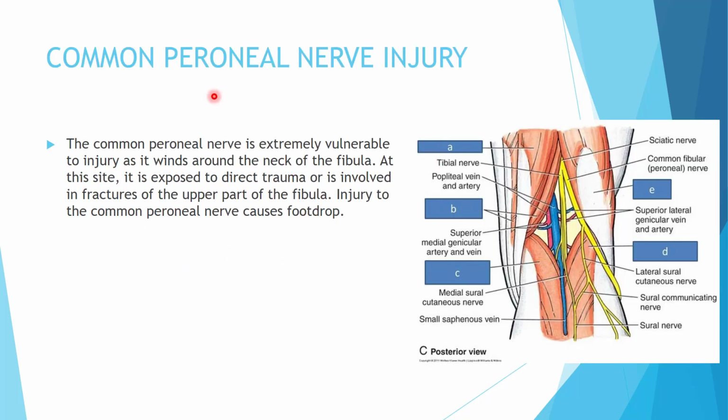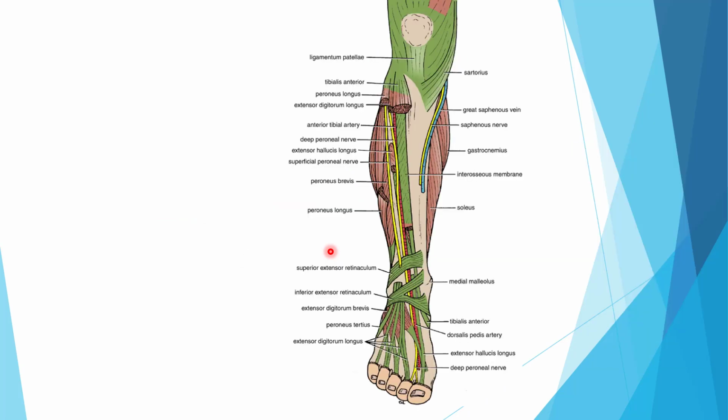Now, this is the most important point, common peroneal nerve injury. It is extremely vulnerable to injury as it winds around the neck of fibula. In exam, you will be asked which is the nerve which is injured or damaged around the neck of fibula. At this site, it is exposed to direct trauma, or it is involved in the fracture of the upper part of the fibula, and when it is injured, it will cause foot drop. Okay, remember this thing, it will cause foot drop.